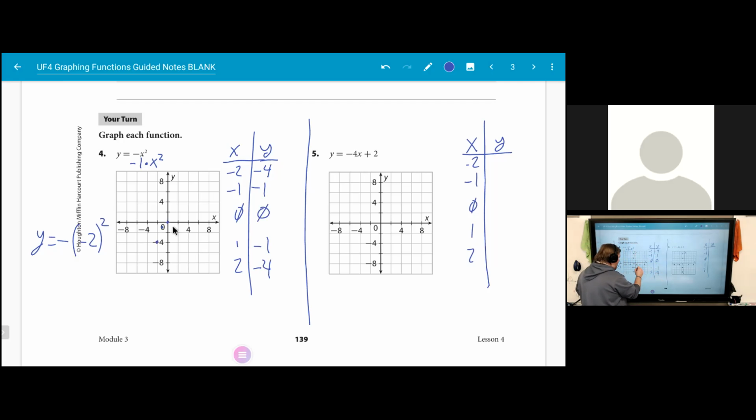So there's my other 2 points that I've got. And I've got a pretty good idea of what the shape is. This is a parabola, a parabolic shape. In other words, it looks a little bit like this.